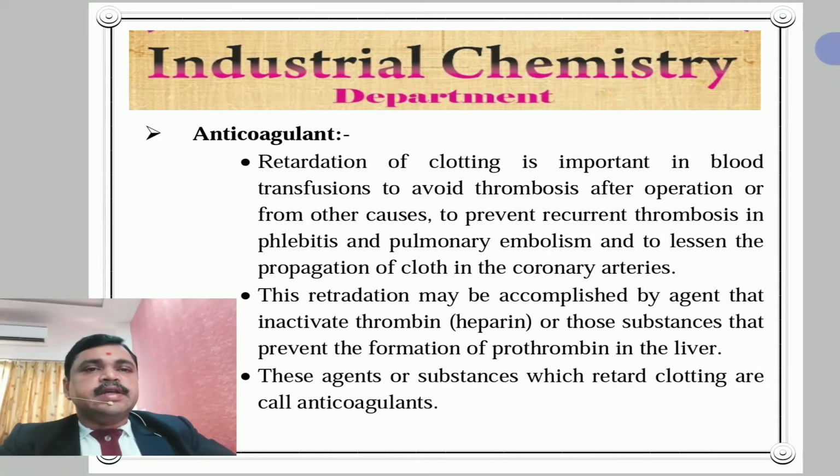Now, anticoagulant. Retardation of clotting is important in blood transfusion, to avoid thrombosis after operation, to prevent recurrent thrombosis in phlebitis and pulmonary embolism, and to lessen the propagation of clots in the coronary arteries. This retardation may be accomplished by agents that inactivate thrombin or substances that prevent the formation of prothrombin in the liver. These agents or substances which retard clotting are called anticoagulants.